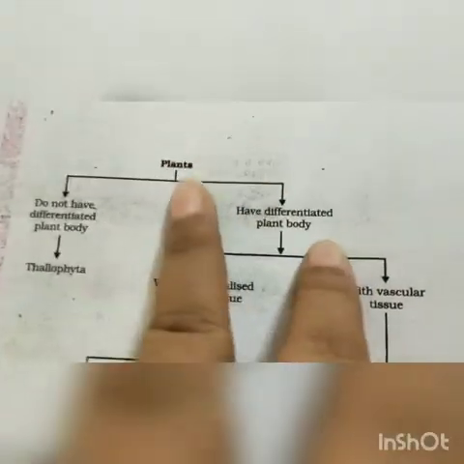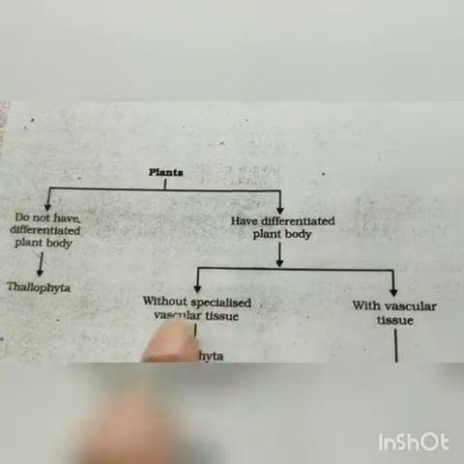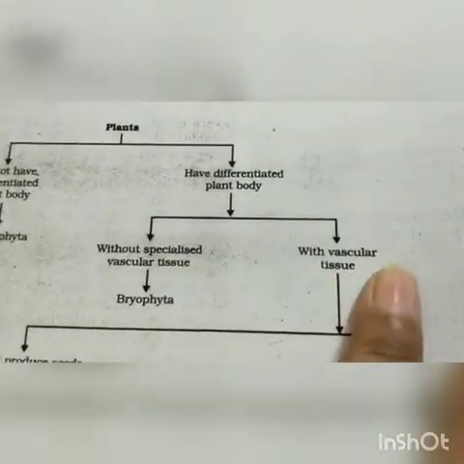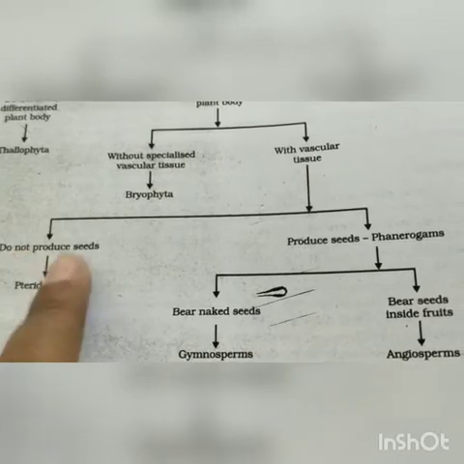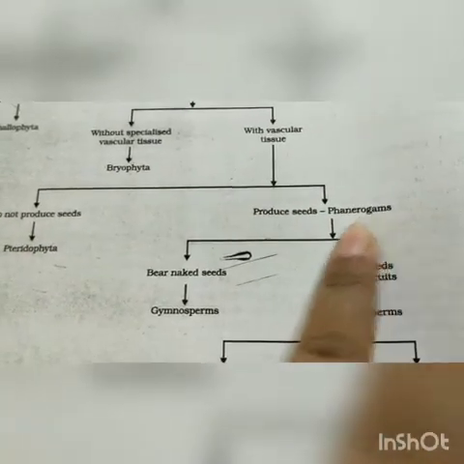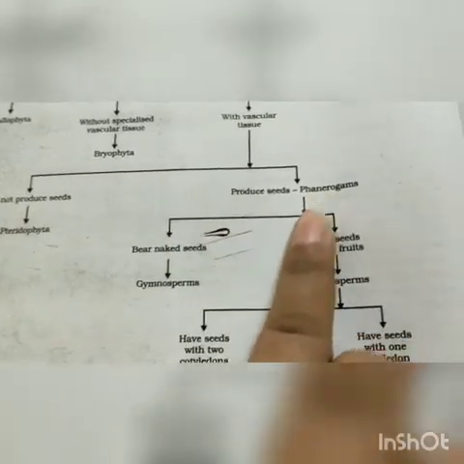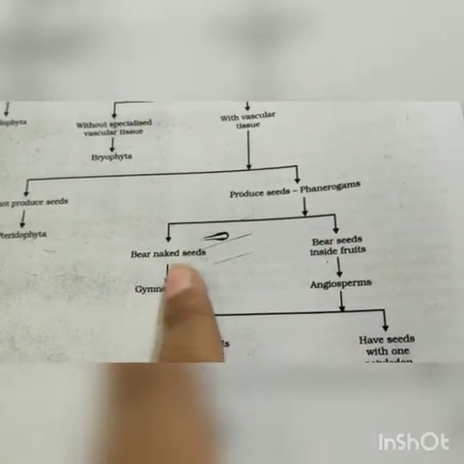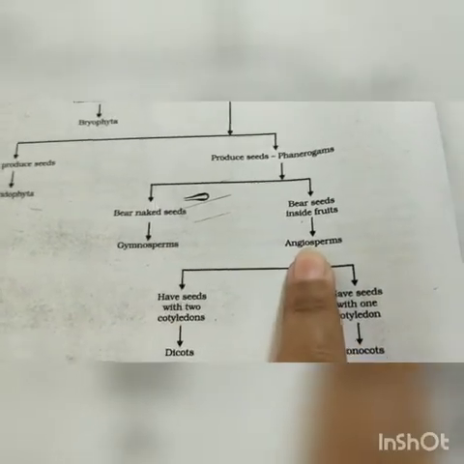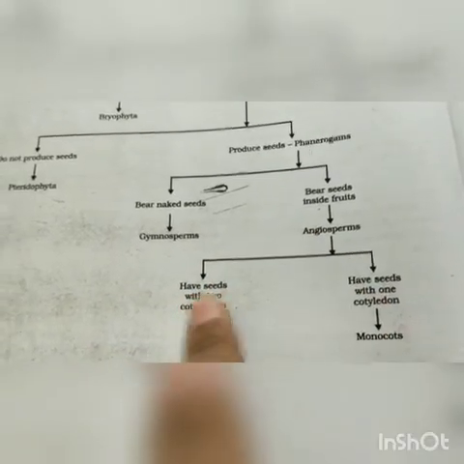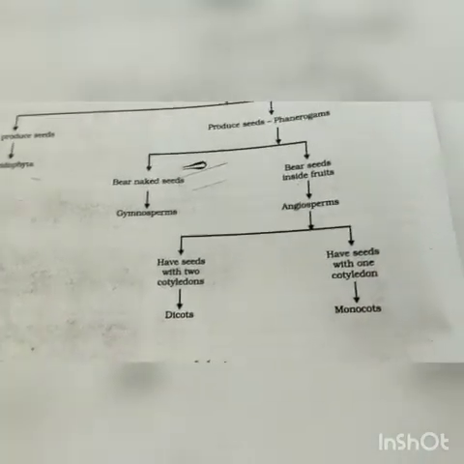This is the classification of plants. Thallophyta do not have a differentiated body design. Bryophyta have a differentiated body design without specialized vascular tissue. Pteridophytes have vascular tissue, and it goes again into two parts: do not produce seeds, cryptogams, and produce seeds, phanerogams. Again, this is divided into two parts: bear naked seeds, bear seeds inside fruits. It is called the gymnosperm, the naked seed one, and the angiosperm. Angiosperm is again divided into two parts: having seed with two cotyledons, dicots, and having seed with one cotyledon, monocots. Okay.